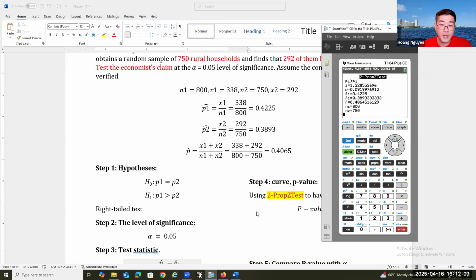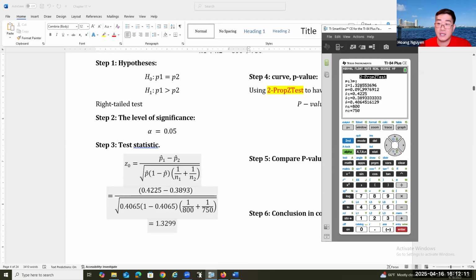So we can double check the answer for the test statistic. Because we're using the rounded answer, the answer is very close but not exactly the same. This output is the test statistic, 1.32986. We have 1.329, so it's a little bit off, but that should be okay, because we're using just 4 decimal places while the calculator uses more decimal places, so its answer is more accurate.